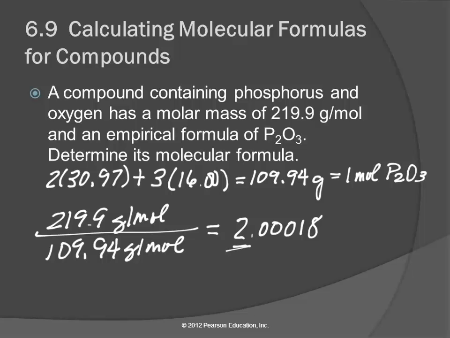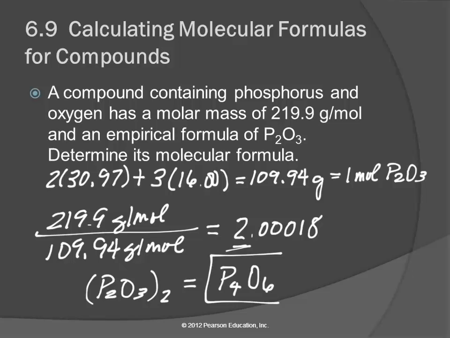So that means that there are 2 P2O3s in the box. So we know the mass of the box, that's the molecular mass, and we know the mass of the bowling balls, each one. That's the mass of the empirical formula. We divide them and find out that there's 2 bowling balls in the box. So there are 2 P2O3s in the molecule. So we multiply all those subscripts and we get P4O6, and that is the molecular formula.